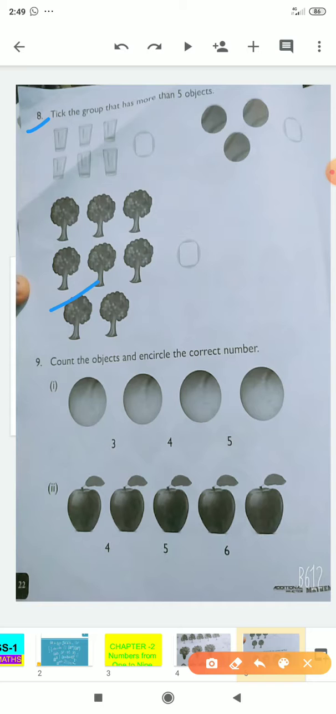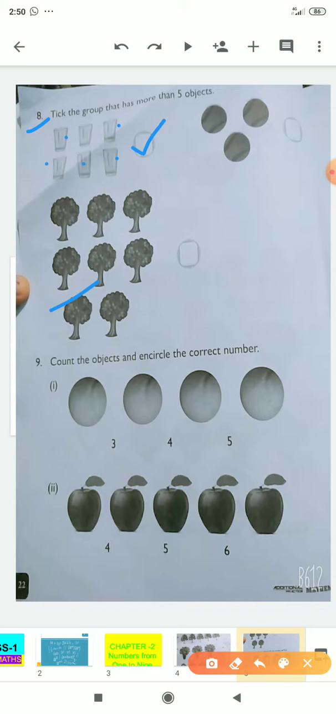Let's start with glasses. 1, 2, 3, 4, 5, 6. Yes, 6. And I know, and you also remember, that 6 is more than 5. So here we have the right answer. We have to tick in the box. The next group is of balls. There are 3 balls, so we have to leave that group. Then we come to the next group, which belongs to trees.